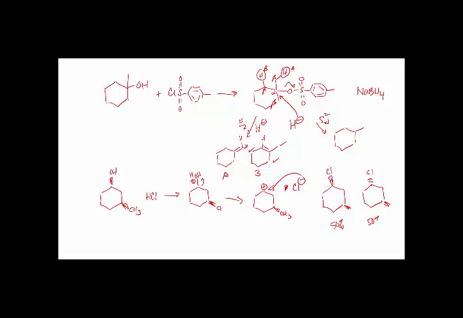Right, we know, and that's just simply because the overall mechanism is SN1. And SN1 just means that there's a carbocation intermediate somewhere along the way. Because when you form a carbocation in SN1, the carbocation looks like this.